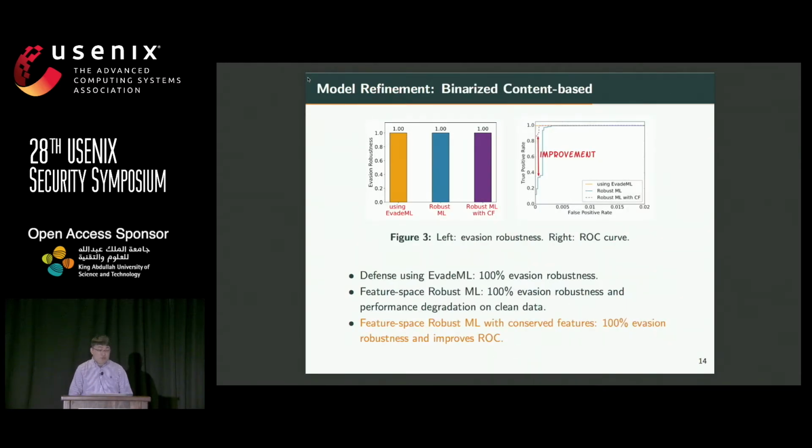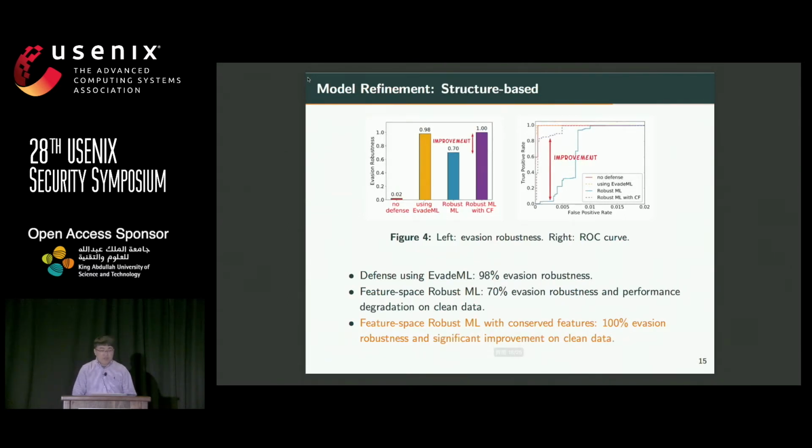So after using the conserved features to anchor the feature space attack model, here is the experiment result. First, for the content-based detectors, we found that when we use the feature space attack model anchored with conserved features, it has comparable performance on adversarial data compared to other baselines. And also, we see a significant improvement on the non-adversarial data. So the conserved features can improve the performance of the feature space attack model. And for structure-based detectors, we found that after being anchored with conserved features, the robustness to the realizable attacks of robust ML using the feature space attack model can be improved from 70% to 98%. And also, we can see a significant improvement on the non-adversarial data.